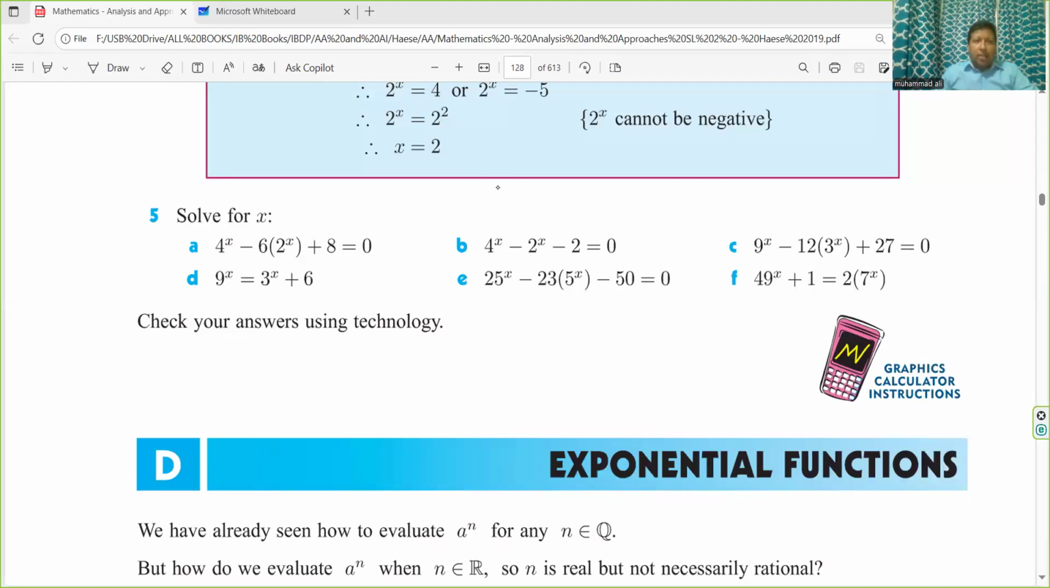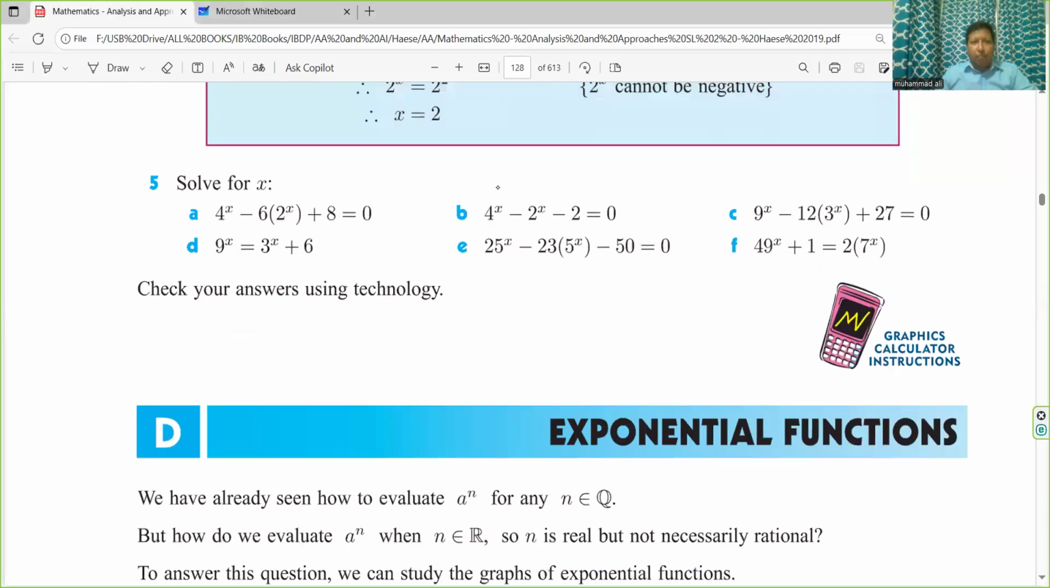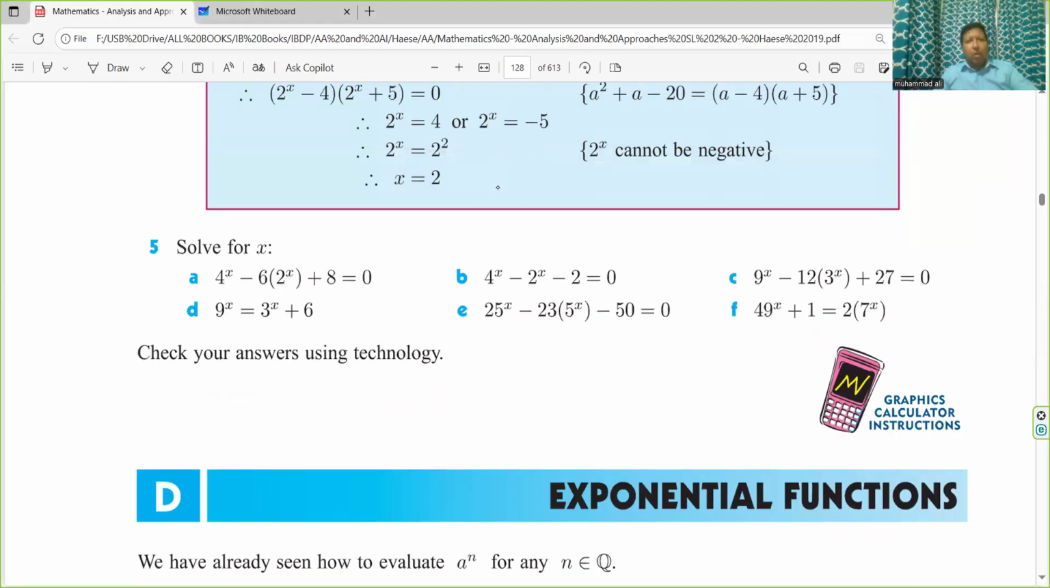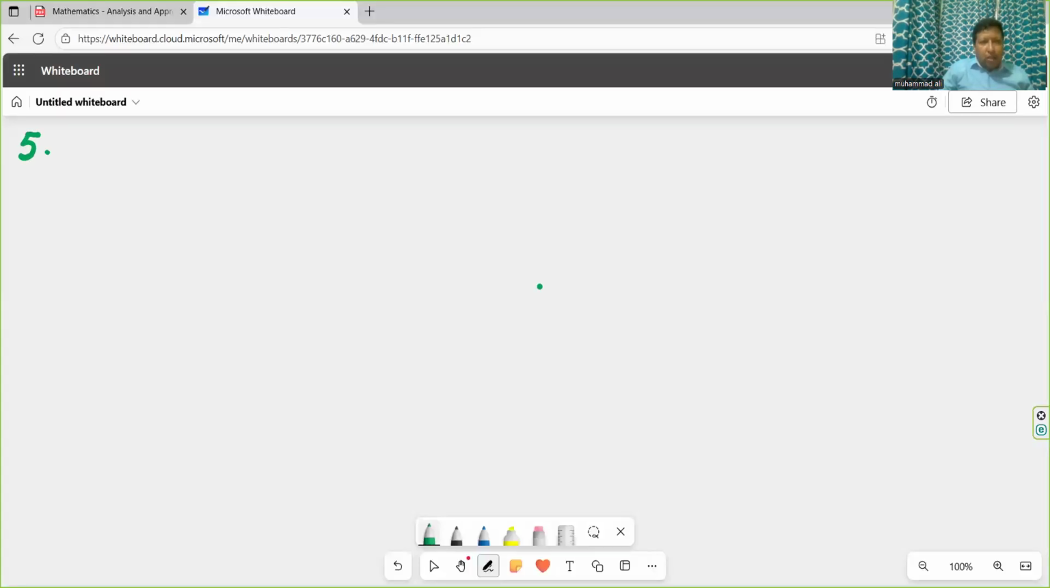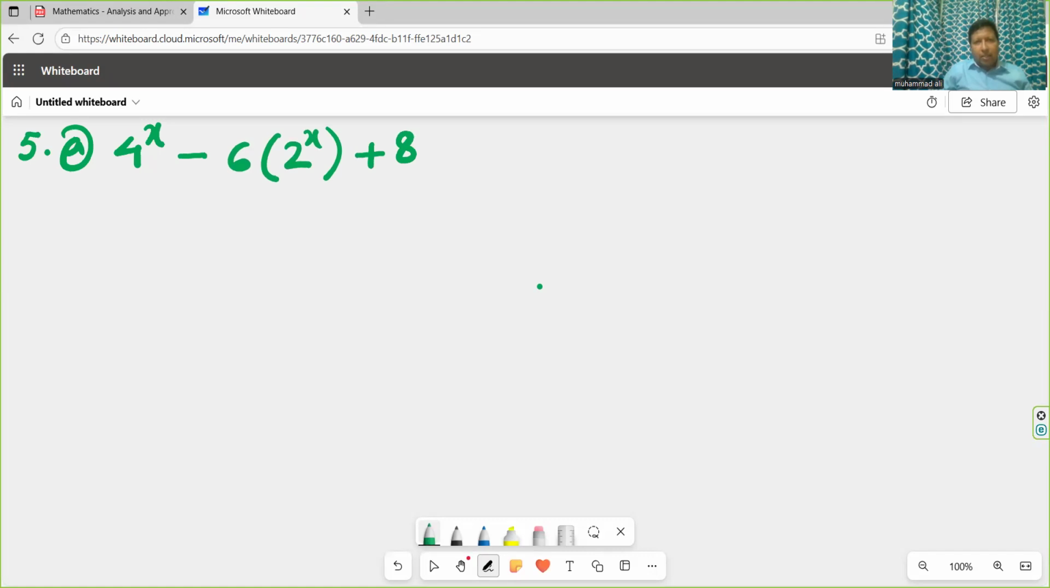Today we try to solve some questions from DP1 AASL exercise 5C, question number 5, exponential function chapter. Solve for x. Number A: 4 to the power x minus 6 bracket 2 to the power x plus 8 equals 0. So at first we try to do number 5a.